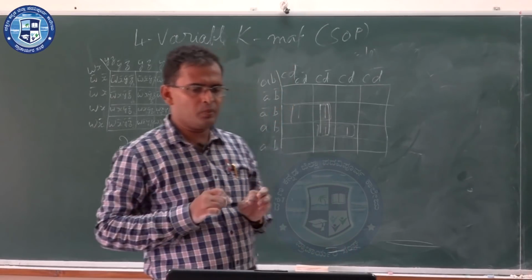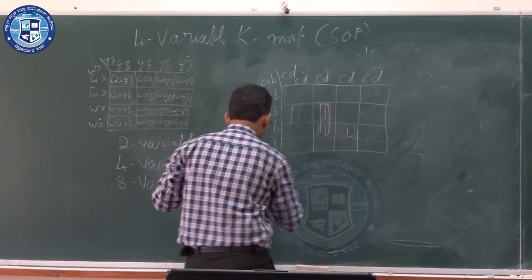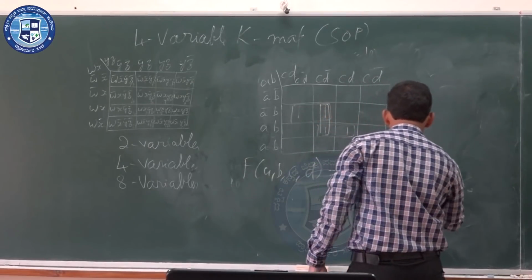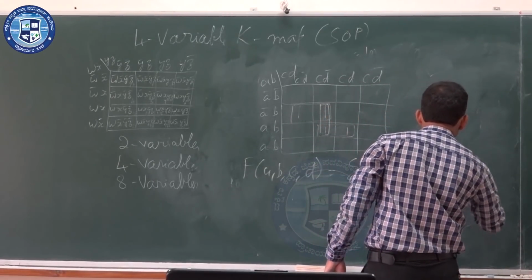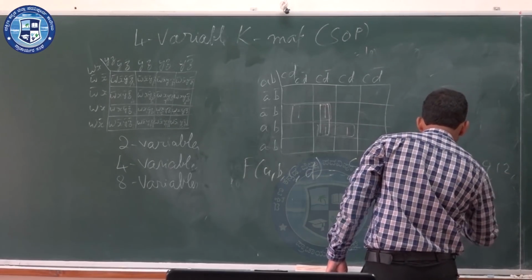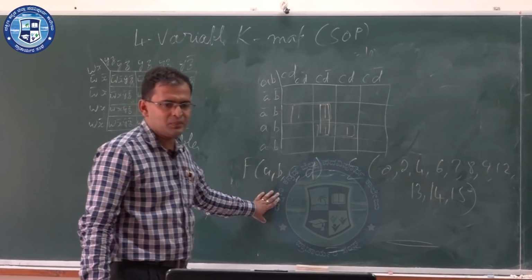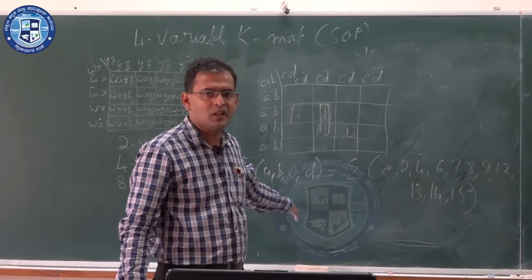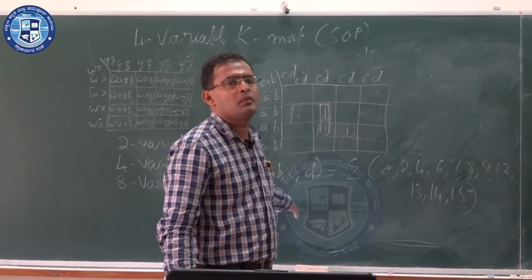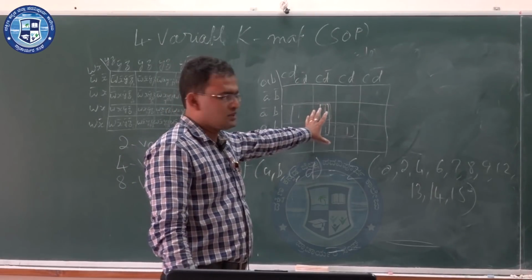So, first what you need to do is prepare the truth table with the given function. For example, if a function is given f of A, B, C, D is equal to summation of 0, 2, 4, 6, 7, 8, 9, 12, 13, 14 and 15. This is a given problem for a 4 variable K map. First prepare the truth table for that, if you are not so familiar with the table. Next, draw an empty K map like this.